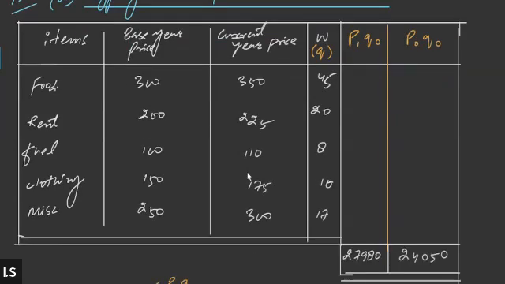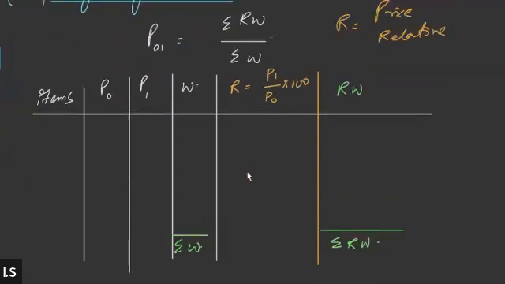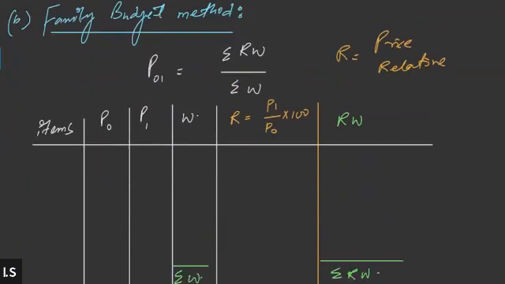Sum total of the P1 Q0 you will get is 27980 and P0 Q0 will be 24050. Done? Yes, sir. And then you will be solving the question by family budget method. In that case, you will have to follow these steps. Done? Okay. And I'm giving you one or two more questions. So take the screenshot of those as well.